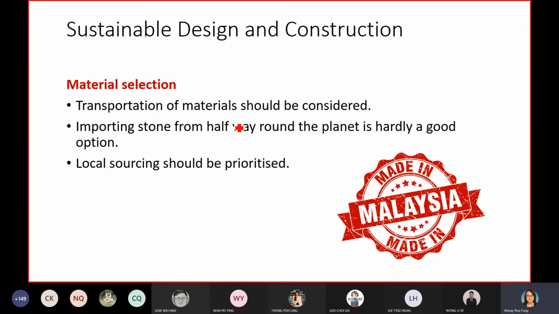And in terms of material selection, when we choose the material, the transportation of the material should be considered. Think about it.